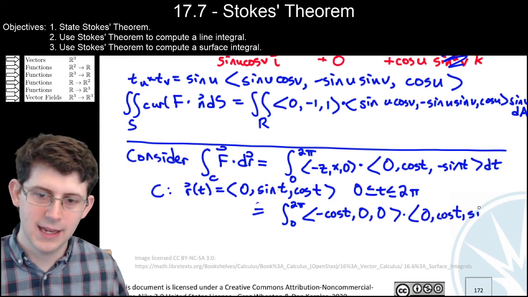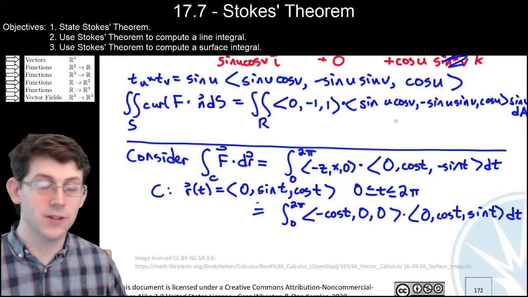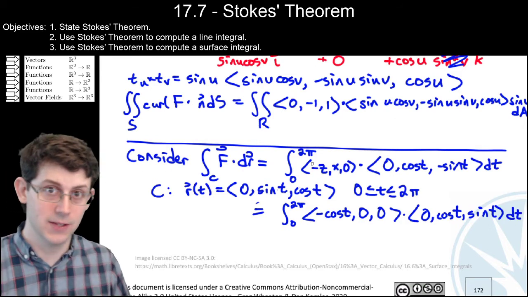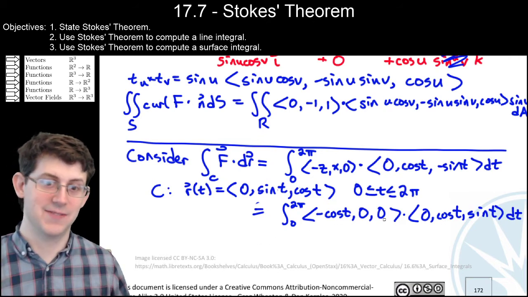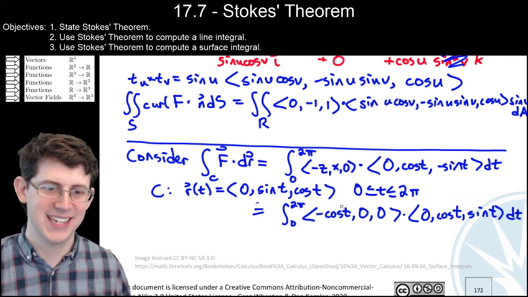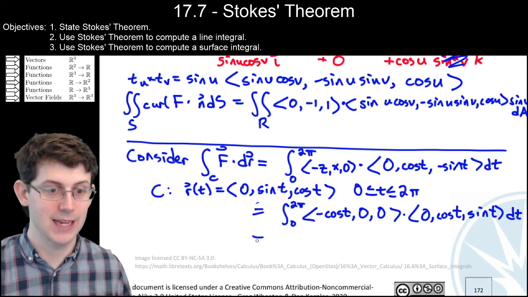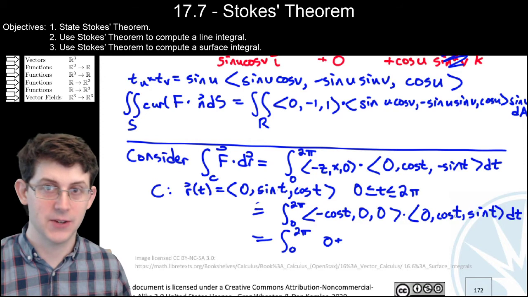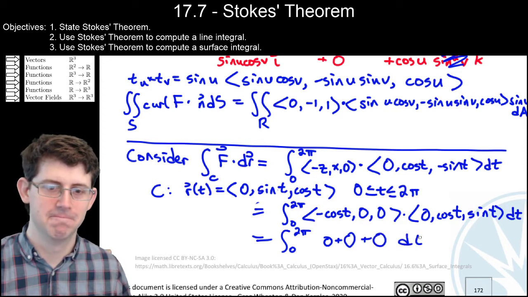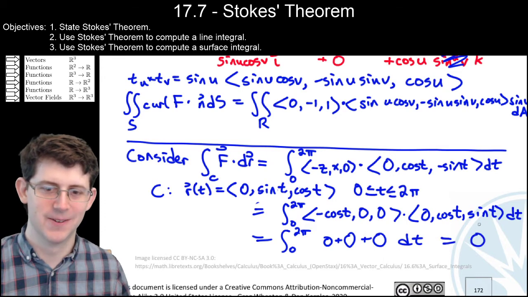Now remember, the idea here was Stokes' theorem lets us get out of doing the surface integral if we don't want to do it. Instead, we can do this line integral. Why is this line integral better? Well, look at the dot product of these two vectors. Cosine t times 0, okay. 0 times cosine t, and 0 times sine t. 0. We did it.